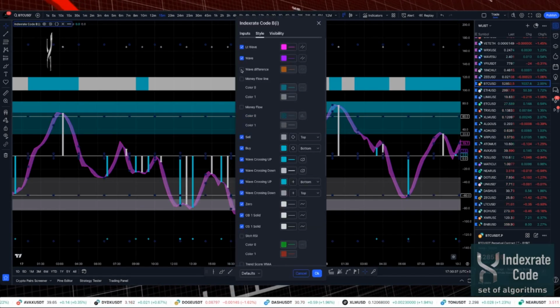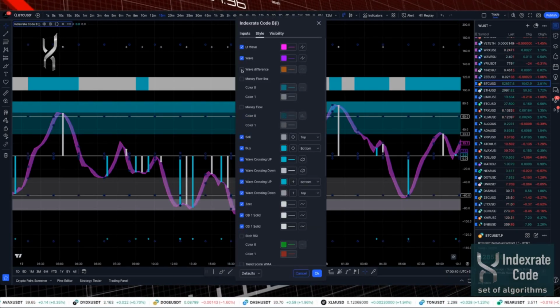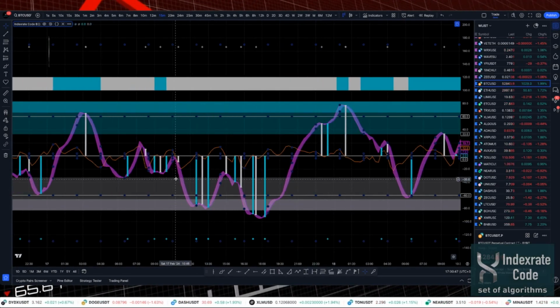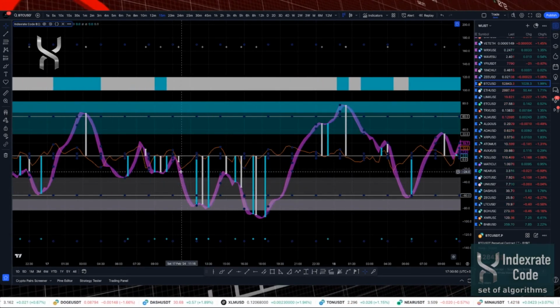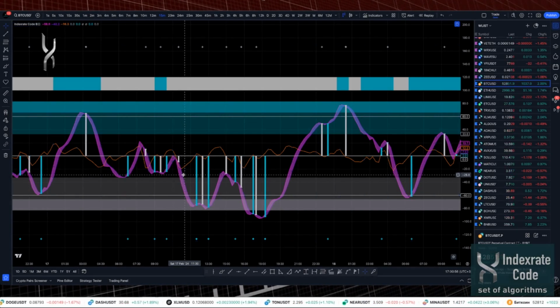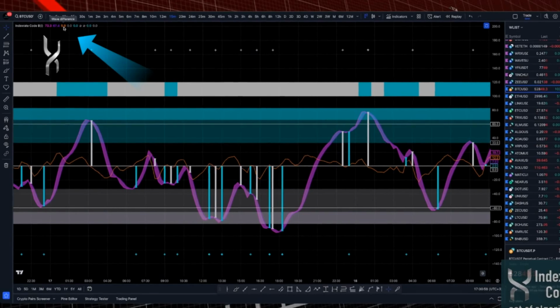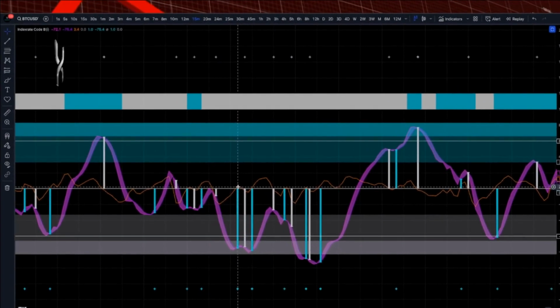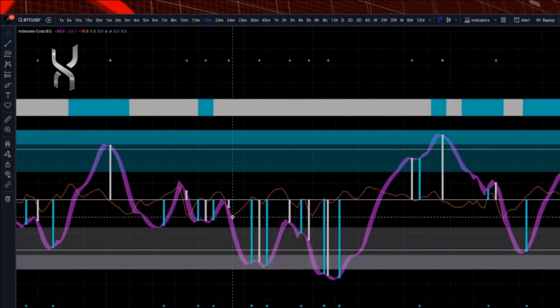One of the most important algorithms of this indicator is the difference wave. This wave shows the difference between the two waves of this ribbon, a short and a long wave. The difference value can be viewed in the status bar, here, highlighted in orange. If it is positive, we go long. If it is negative, we are in shorts.